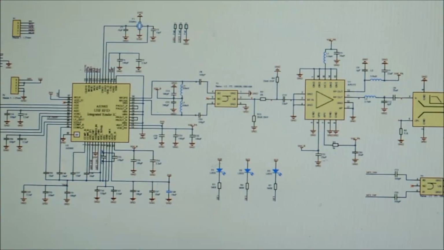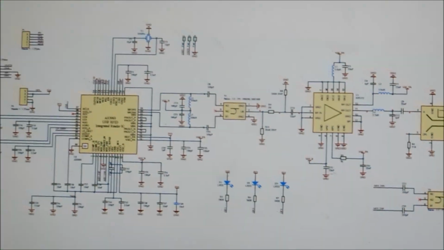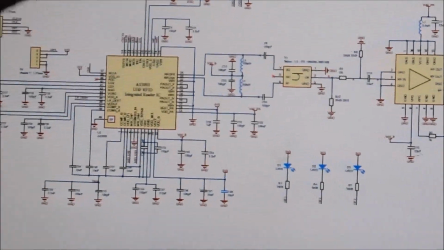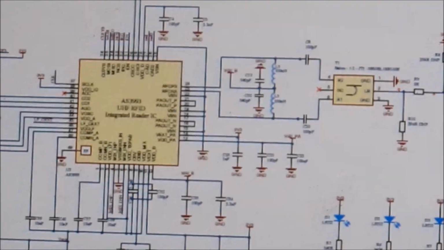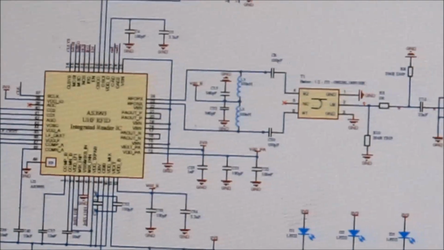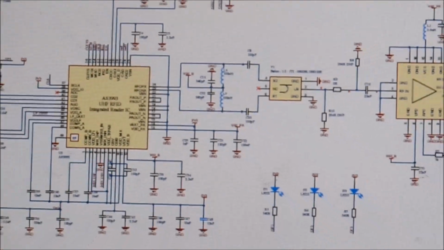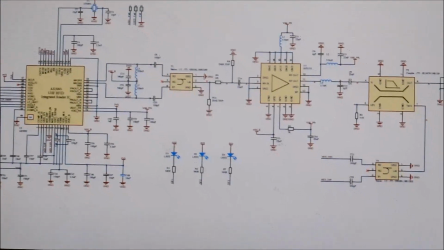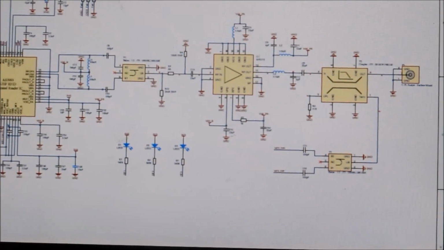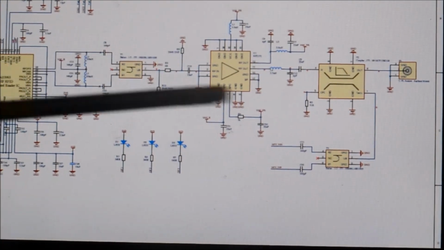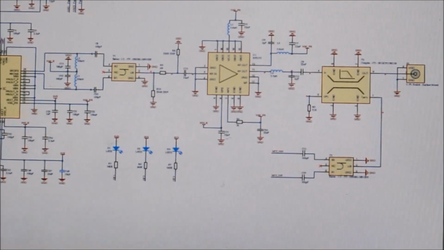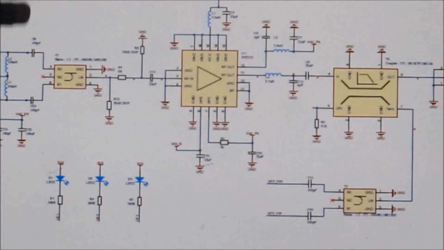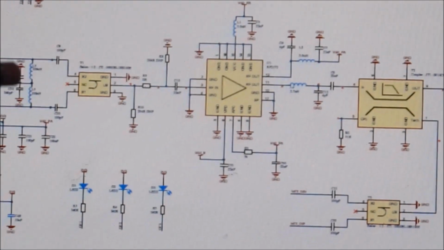This is the circuit diagram of our RFID reader. At the heart of this RFID reader is the AS3993 reader IC, which is provided by Austria Microsystems. This RFID IC handles the RFID related protocols like EPC Class 1 Generation 2. This reader IC is then connected to baluns at the transmitter side and receiver side. The work of a balun is to convert a balanced signal into an unbalanced signal.